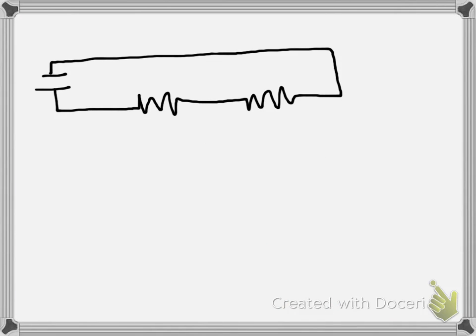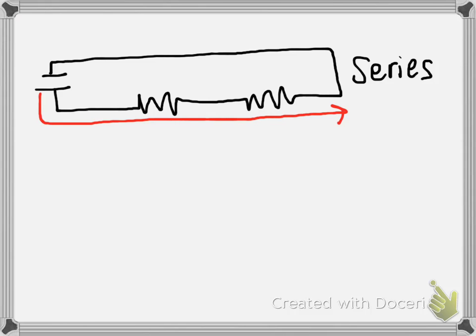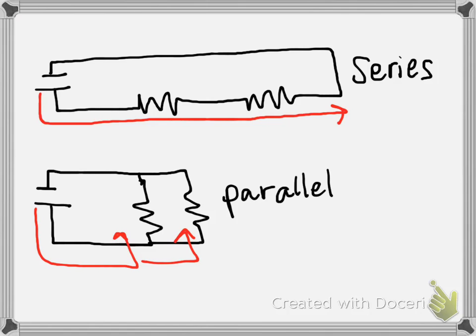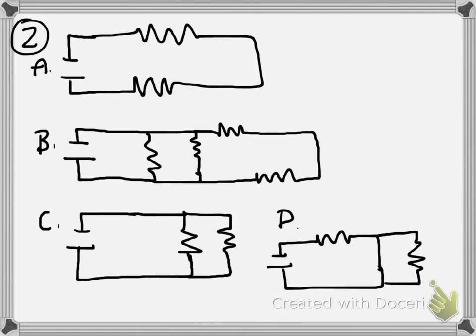There are two basic ways to wire resistors into a circuit. The first is in series, and in two resistors wired in series, current has to pass through one resistor, then the other resistor, before it can complete the circuit. The other way to wire resistors into a circuit is known as wiring them in parallel. When resistors are wired in parallel, current has two paths to travel, and so the current that goes through this resistor will not travel through that resistor.